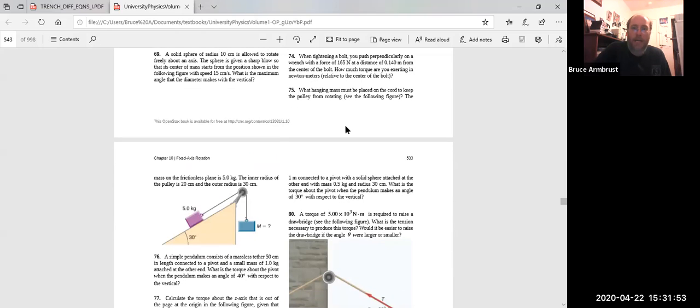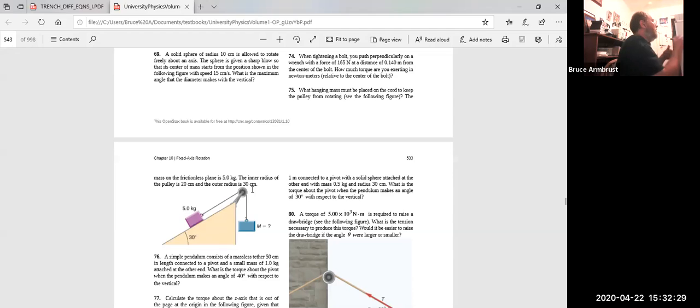It says, what hanging mass must be placed on a cord to keep the pulley from rotating? See the following figure. So the mass on the frictionless plane is 5 kilograms. The inner radius of the pulley is 20 centimeters. And the outer radius is 30 centimeters. All right, so basically we just need to figure out what mass we put on there that makes it so that everything balances out.